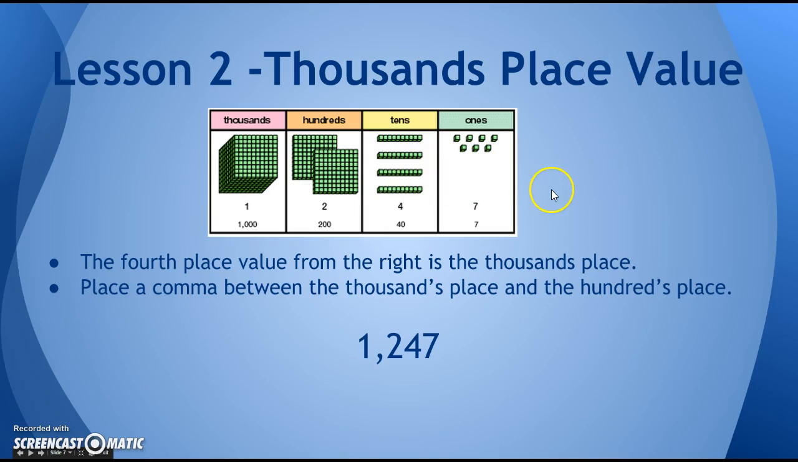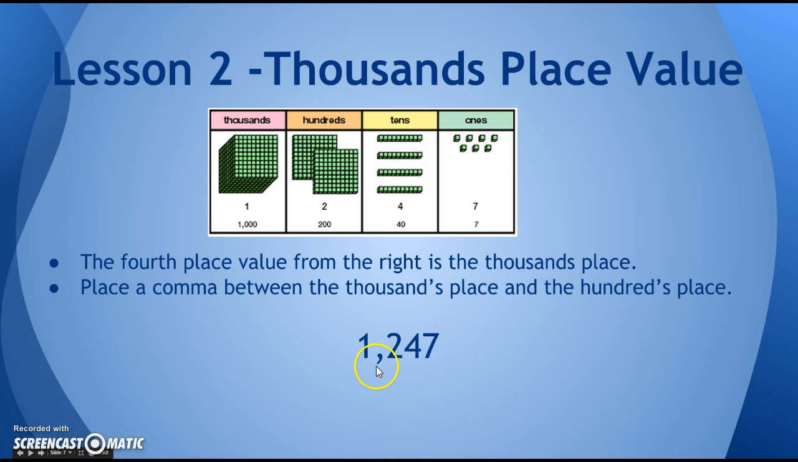All right, we're moving on now to thousands place. And here, we not only have our ones place, our tens place that we've worked with, and the hundreds place, but now we're introducing the thousands place. And the thousands in our models are represented by a thousands cube. So the 4th place value from the right is the thousands place. Here we're going to place a comma between the thousands place and the hundreds place.